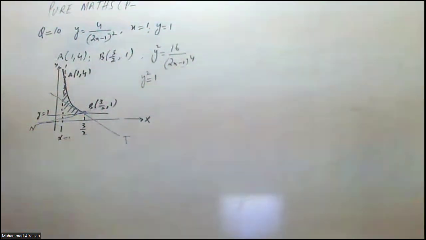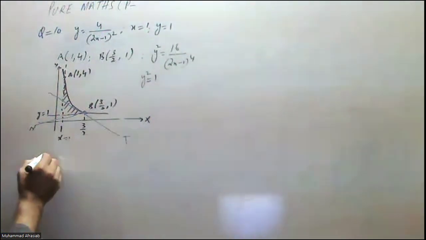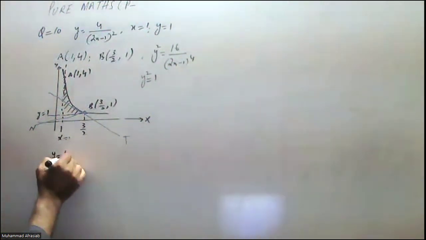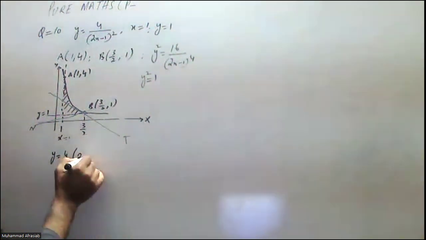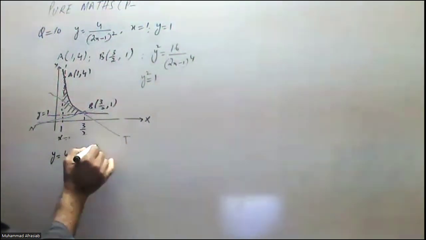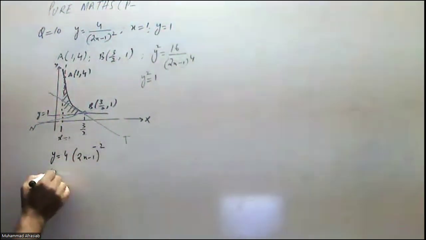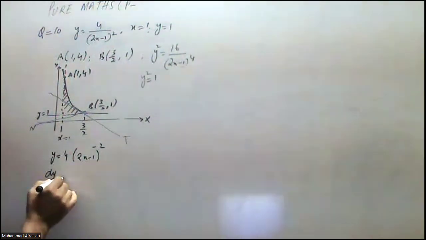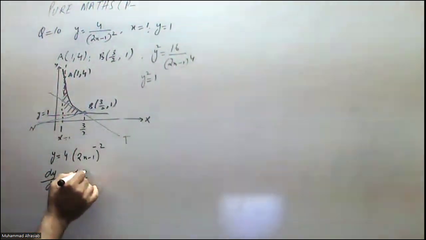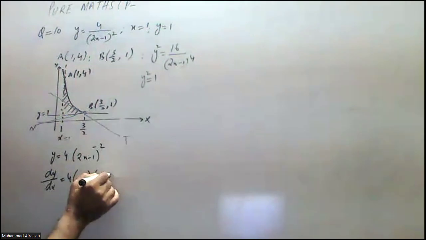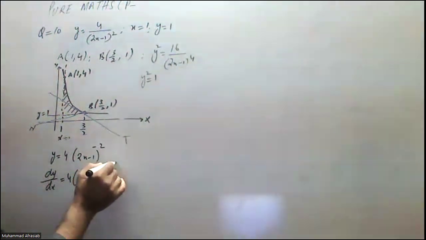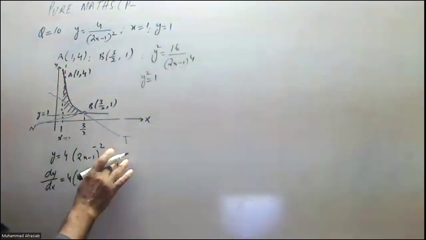So first of all, y equal to 4 into (2x minus 1) power minus 2. So the gradient of this curve, dy by dx, is equal to 4 into minus 2, (2x minus 1) power minus 3.